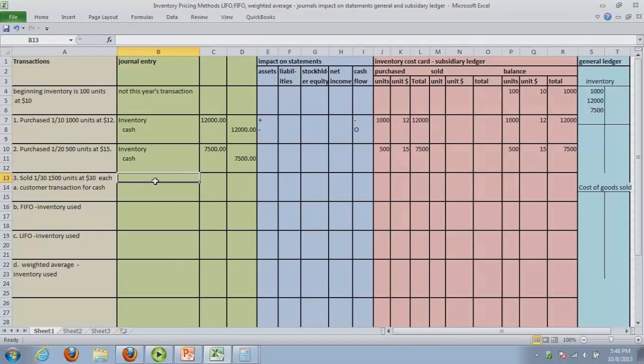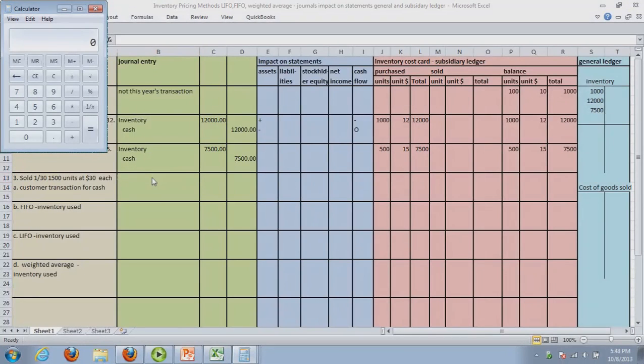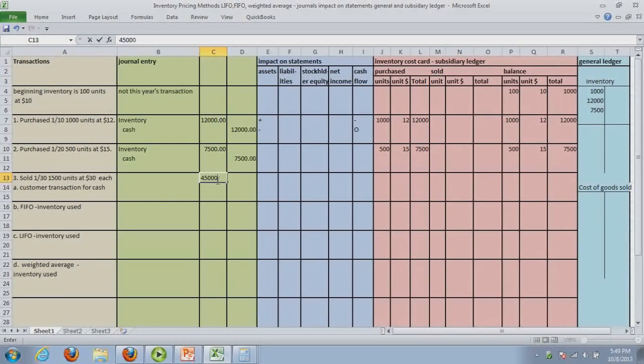We sold 1,500 units at $30. So if we take 1,500 times 30, that's what we're charging the customer. We're going to get cash for it, so that's $45,000. And it's going to simply be cash and sales revenue. So this is the retail side of the transaction.